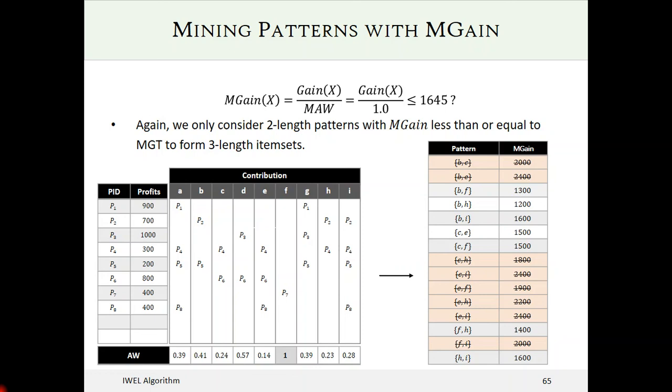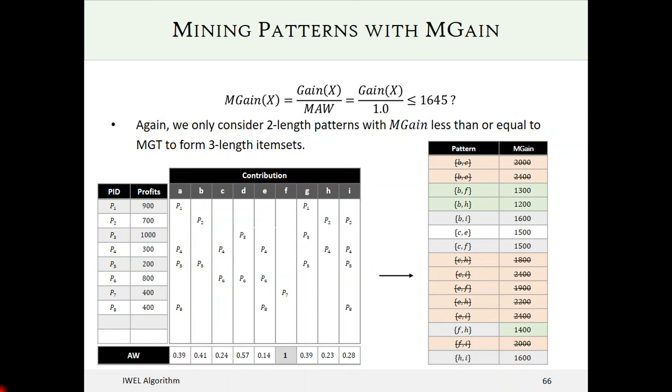Again, we only consider two length patterns with maximum gain less than or equal to MGT to form three length item sets. As you can see, many of them this time get pruned. Similar to what we do in the Apriori algorithm to create new candidates, we consider each two patterns of length 2 that have the common item in their first place.